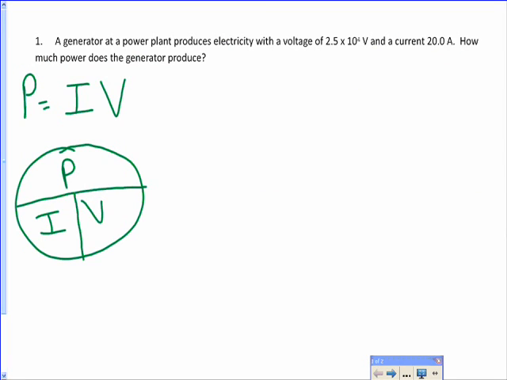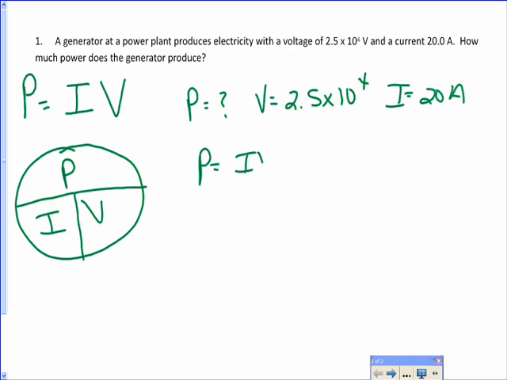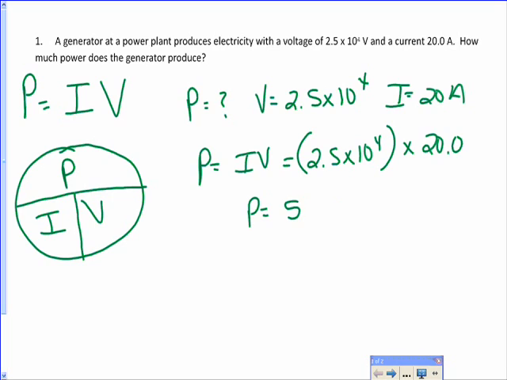Okay, let's look at number 1. It says a generator at a power plant produces electricity with a voltage of 2.5 times 10 to the 4th volts and a current of 20 amps. How much power does the generator produce? So power is what we're looking for. It gave us voltage, which is 2.5 times 10 to the 4th, and then it gave us current, which was 20 amps. So all we do is we figure out our formula, P equals I times V, and then we plug in the numbers, 2.5 times 10 to the 4th times 20.0. And what you get, once you multiply that, is 500,000 watts.